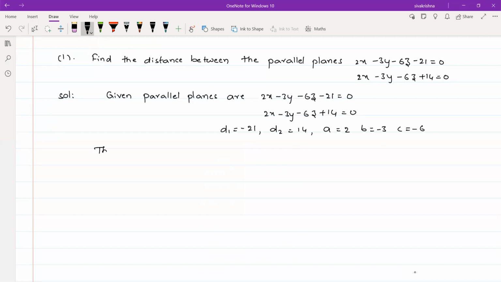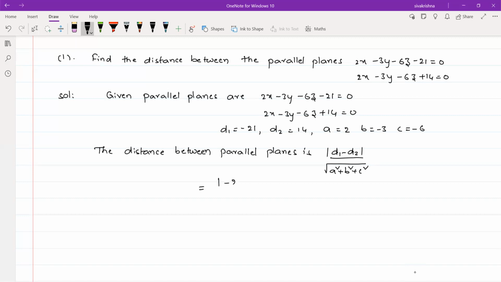So now the distance between parallel planes is given by modulus of d1 minus d2 by root of a square plus b square plus c square. Okay, so this is equal to modulus of d1, which is minus 21, minus d2, which is 14, by square root of a square, so 4 plus 9 plus 36.